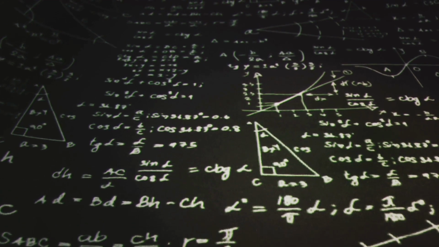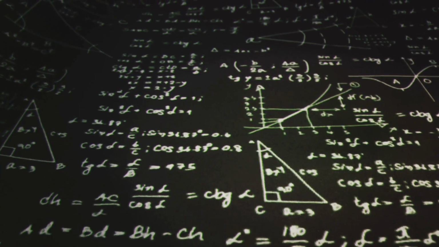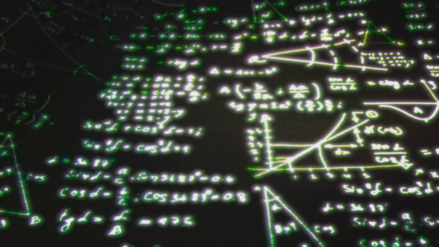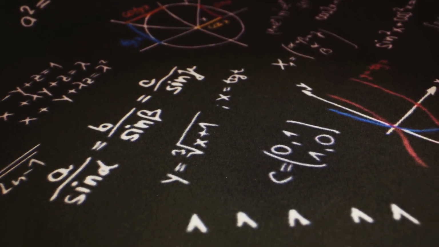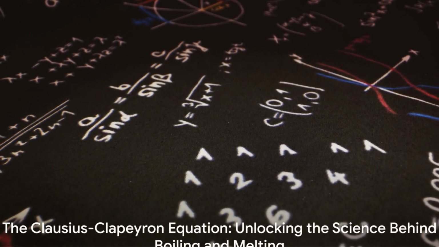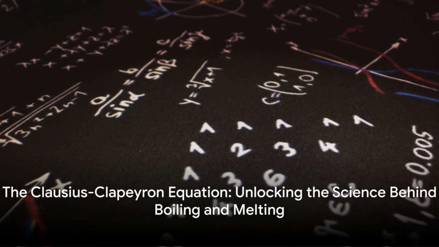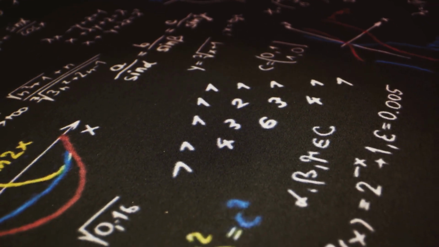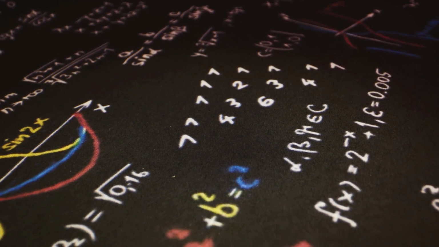Remember, this powerful equation allows us to understand why phase changes occur, such as why ice melts in your drink but not in your freezer, or why water boils at a different temperature on top of a mountain than at sea level. So the next time you see a pot of water boiling or an ice cube melting, think of the Clausius-Clapeyron equation and the amazing science behind these everyday phenomena.